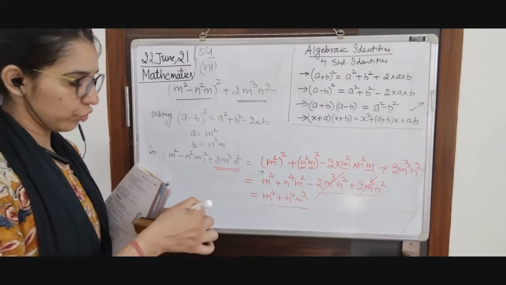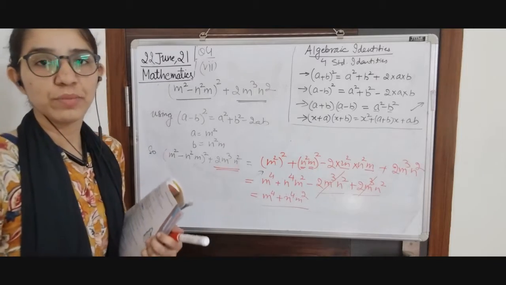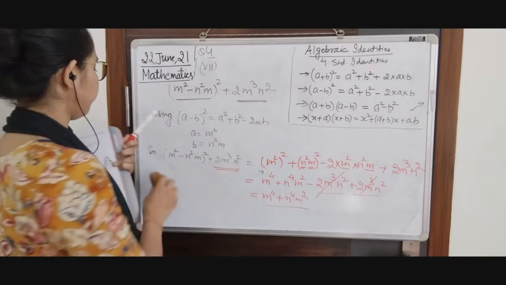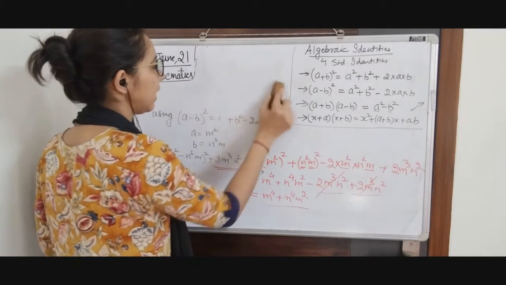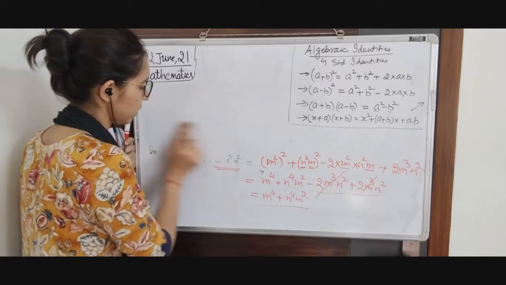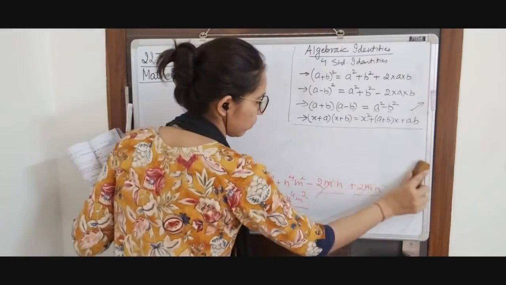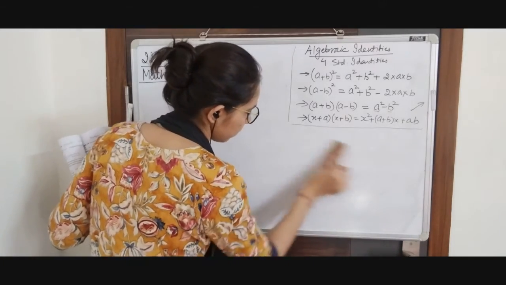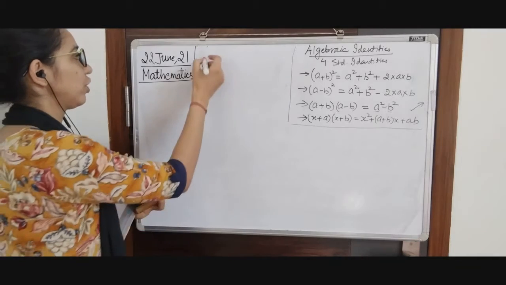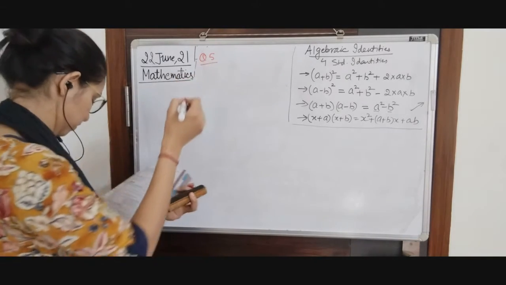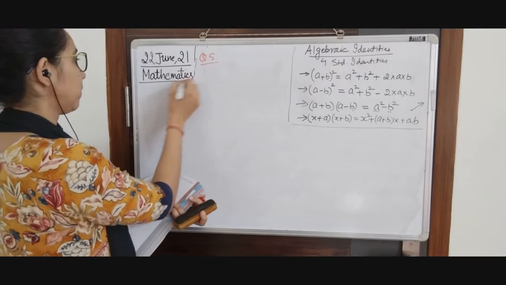Now we are moving on to question number 5. In question number 5 we have to show, it means we have to simplify left hand side and right hand side to check if they are equal or not. In fact, we have to show that both of the sides are equal. So question number 5, we are going to do the first part.